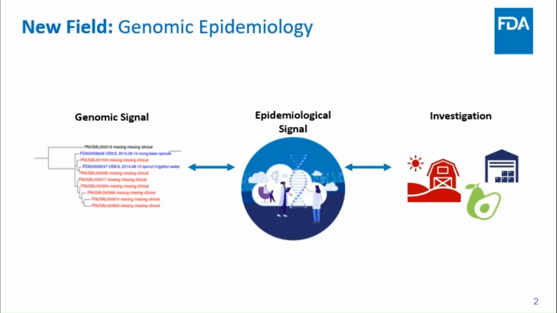Genomic epidemiology has been around for a long time. It starts with a signal, and genomics is only the most recent subclustering technology. Then there's the epidemiological component, and then investigation.